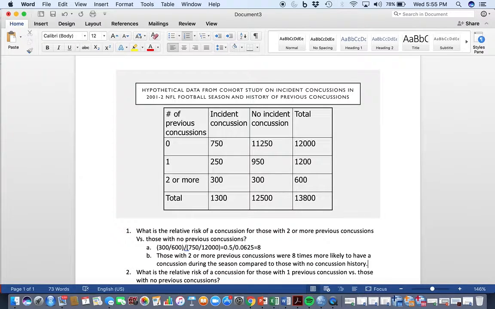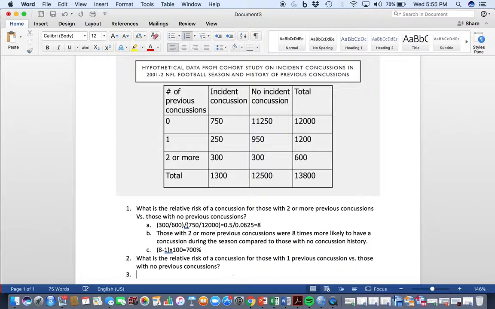Or if we remember our other formula about calculating a percentage, we would have 8 minus 1, and we multiply that by 100. And so that would give us 700%. So that means that those with two or more previous concussions are 700% more at risk of sustaining another concussion during the season compared to those that had never had a concussion before.